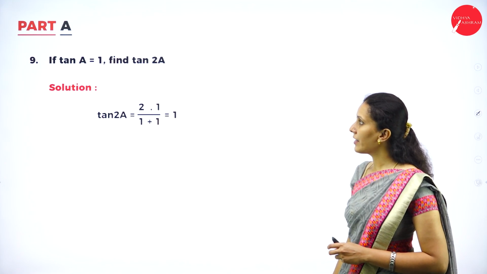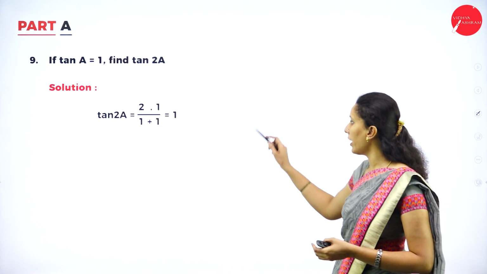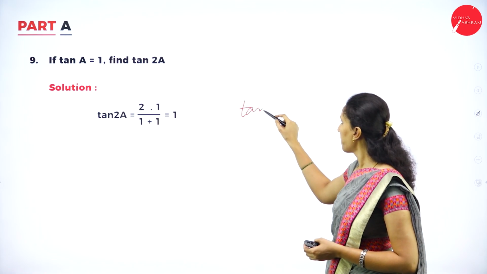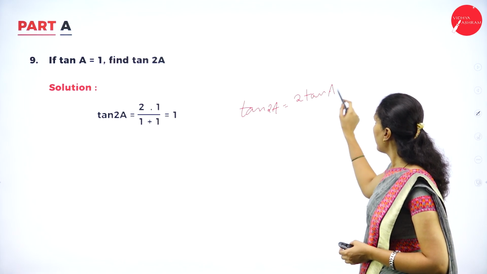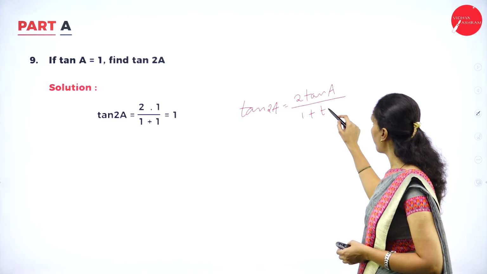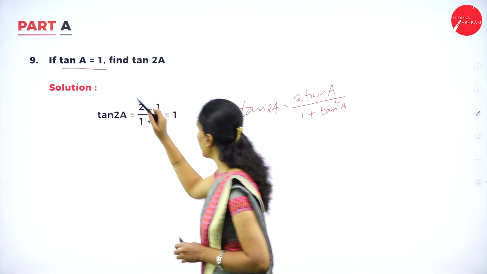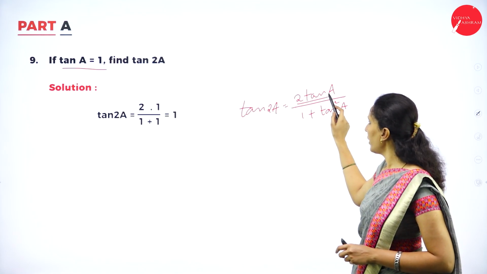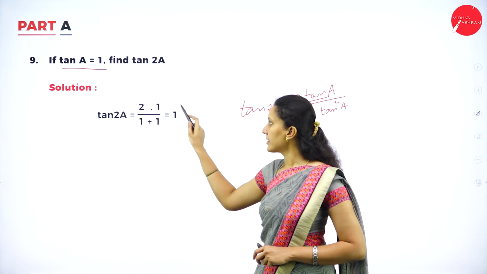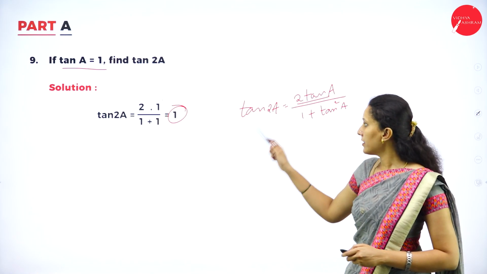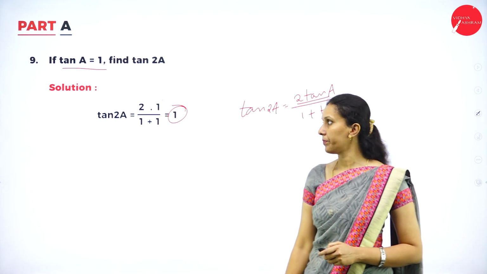Next we have: if tan a is equal to 1, find tan 2a. You should know the formula of tan 2a. We know that tan 2a is equal to 2 tan a divided by 1 plus tan square a. They have given the value of tan a here. So if you substitute, it is 2 into 1, 2, and 1 plus 1, 2. So both get cancelled and the value is equal to 1. Hence you can directly substitute and find the value of tan 2a.